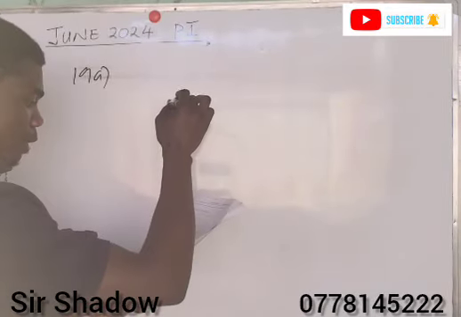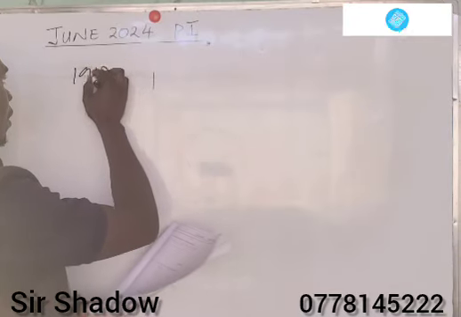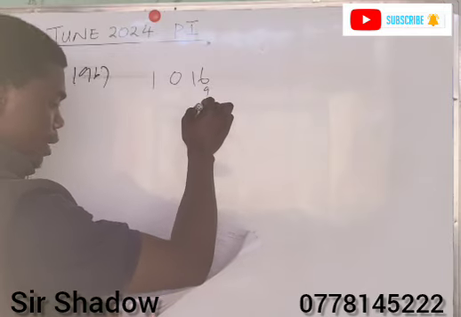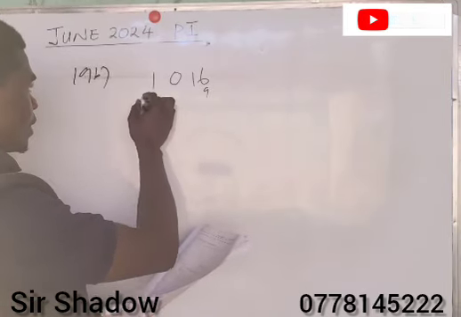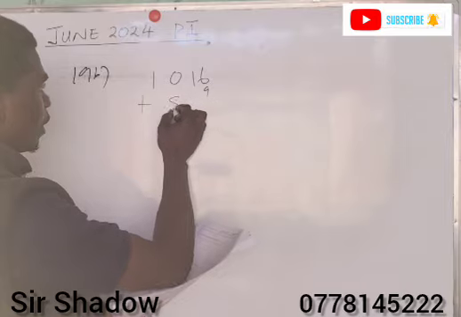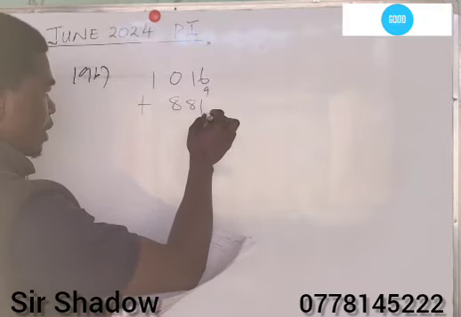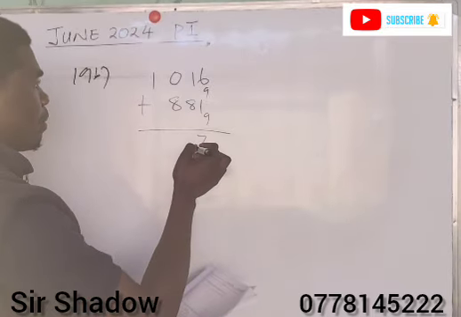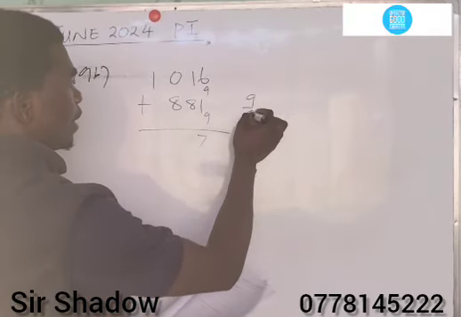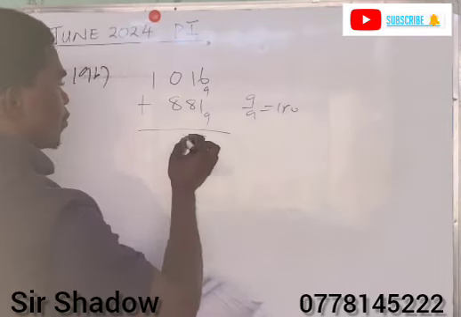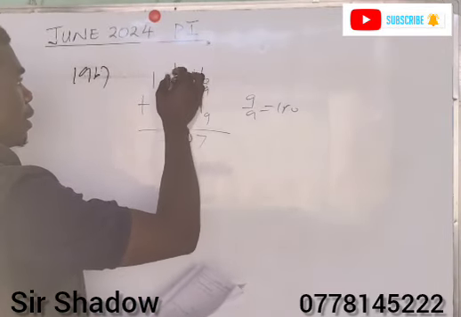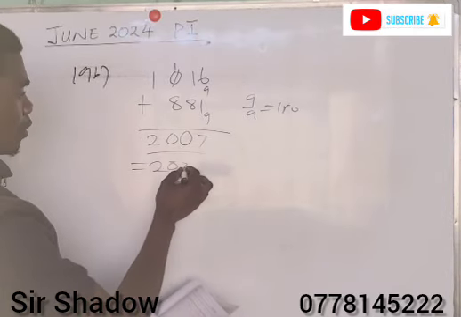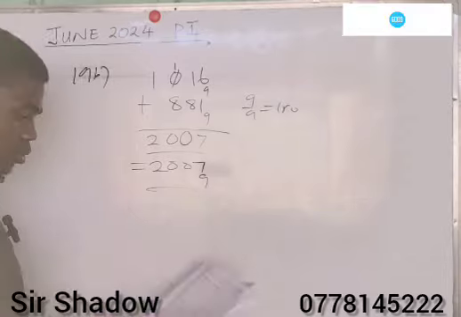19b. Evaluate 1016 base 9 plus 881 base 9. 6 plus 1 is 7. 8 plus 1 is 9. 9 divided by 9 is equal to 1 remainder 0. So you take the remainder and you add 1 here, then 0, then add 1 here, and it becomes 2007. So 2007 base 9 is our solution.